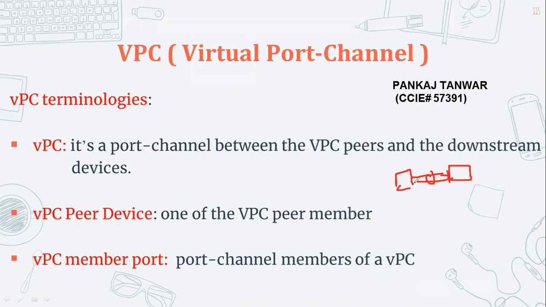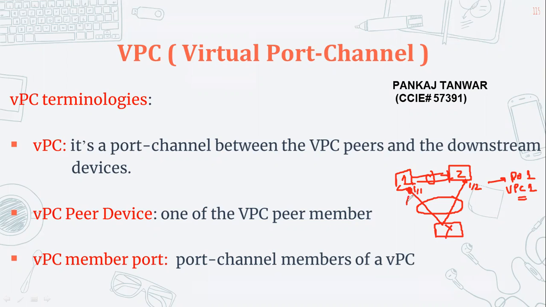So this is the peer link. We'll discuss it later. Let's say this is your switch one, this is your switch two, or peer one or peer two. There is one downstream device, and they are forming the VPC. So these ports, let's say this is port number 1/1, this is port number 1/2. These 1/1 and 1/2 are forming one port channel, let's say port channel one, and we put this port channel into VPC. So they are forming a VPC with this downstream server, let's say X.